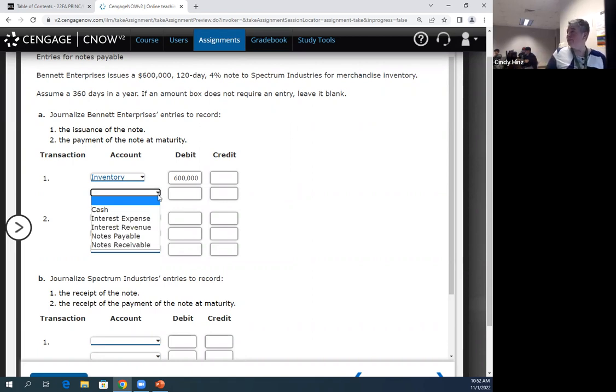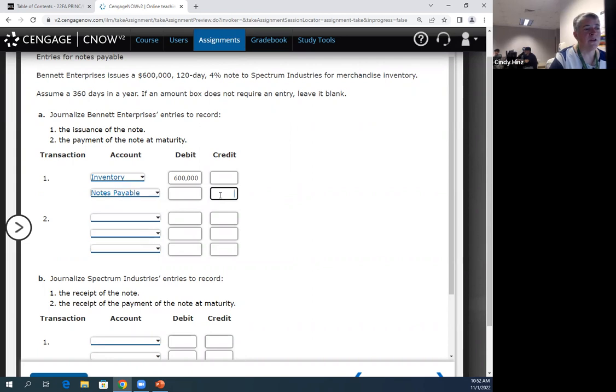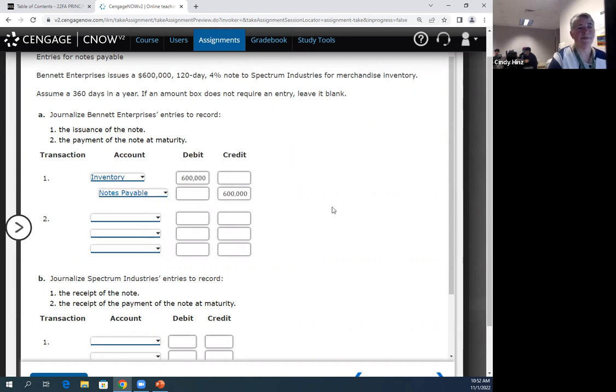If we were planning to pay under normal terms, say net 30, we would have credited accounts payable. But because we've issued a note, we've made a promise to pay interest on this purchase, we're going to add this or credit it to notes payable. Okay, so again, nothing new, but it's really the reverse or the opposite of the entry that Spectrum would have made that we would have discussed in chapter 8. Spectrum would at the same time be recording a credit to inventory and a debit to notes receivable.